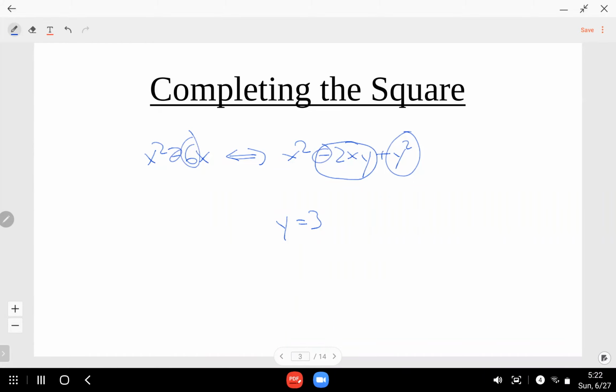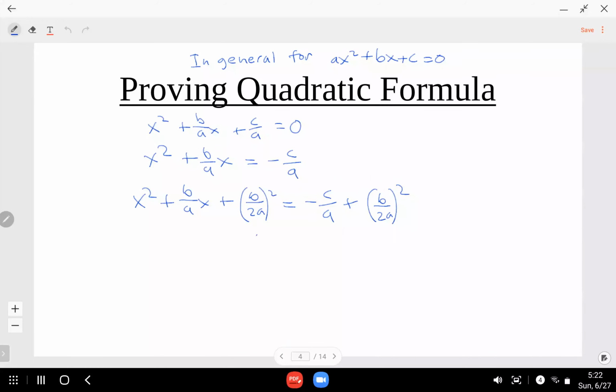And then divide that by 2a, which is just 1. 2 times 1 equals 2. 6 divided by 2 is 3. So that is just y. So that is how we get b over 2a squared. Okay, so now let's move on.